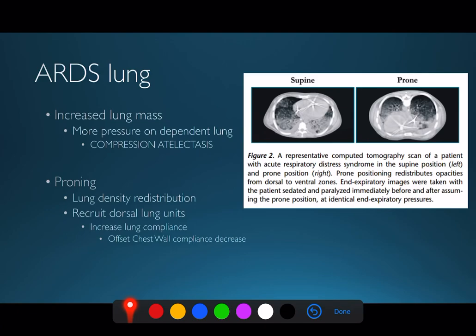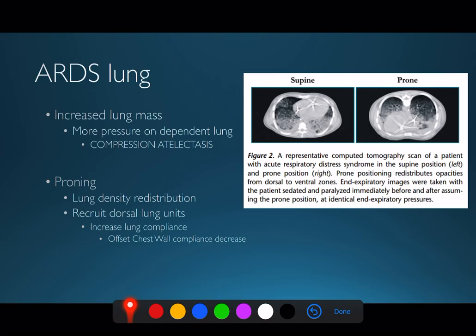Now, that's all normal lung. And all of these things do hold true for ARDS lung. But there's more to it. ARDS lung, this is the consolidated lung that we're seeing here. Well, if you imagine a dry sponge, it's nice and soft. And then imagine that same sponge, if you drop it into some water and then take it out. It's sodden, it's heavy. And the bottom of the sponge, if you put it onto a table, just collapses down with the weight of the lung above it.